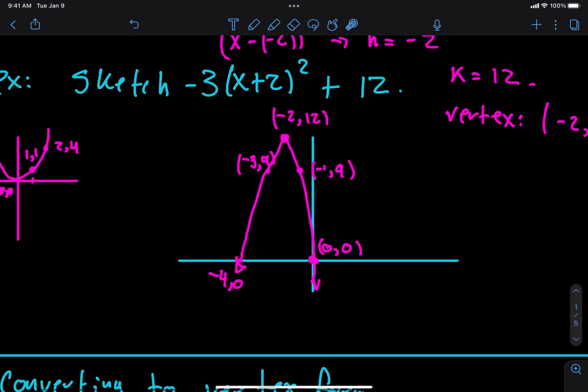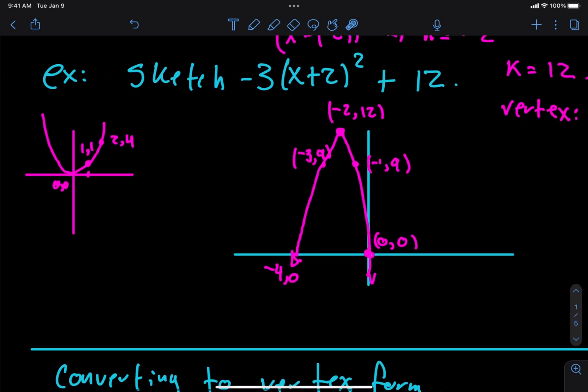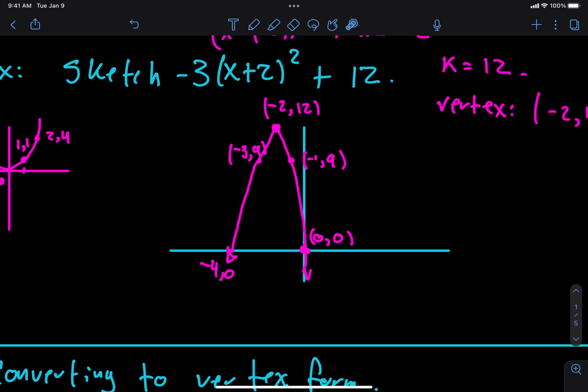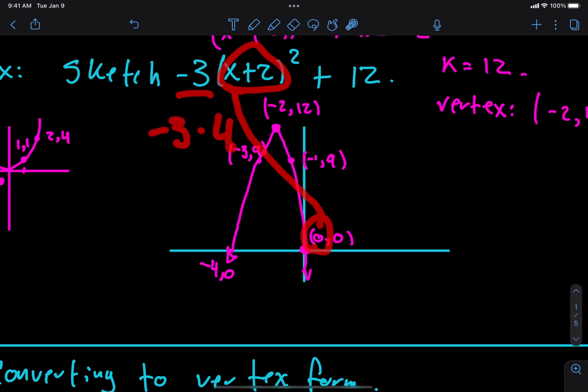But if you want to plot some points, you don't necessarily have to view it that way. What you could do is find out where the vertex is, and then if I wanted to know the height of the point where x is -1, I could also just take -1 and plug it in. That would maybe be an easier way to do it. It would take longer, but you could do it that way too. And then I would plug in 0. If I plugged in 0, what would I get? I'd get -3 times, this would become 2 squared. So this would be -3 times 4, which would be -12, plus 12, which would be 0. So that's how I could get the height of the point here, by just plugging the x value into the function.